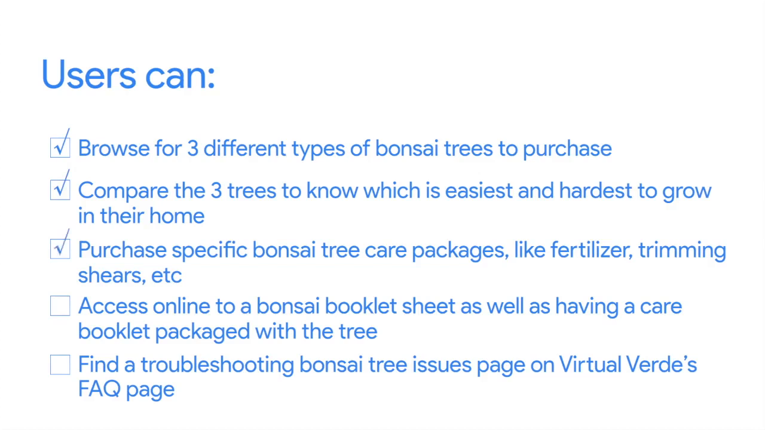Can purchase specific bonsai tree care packages like fertilizer, trimming shears, etc. Access online to a bonsai booklet sheet, as well as having a care booklet packaged with the tree. Can find a troubleshooting bonsai tree issues page on Virtual Verde's FAQ page. Sounds like an amazing story, doesn't it? It feels like a real thing that a user can interact with and get excited about. Each user story in the backlog should be written this way.